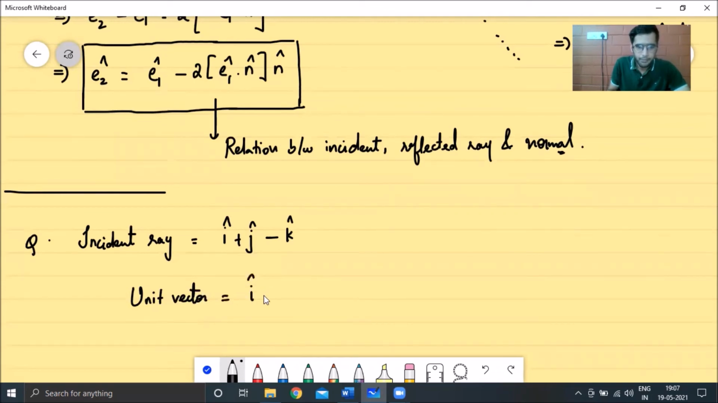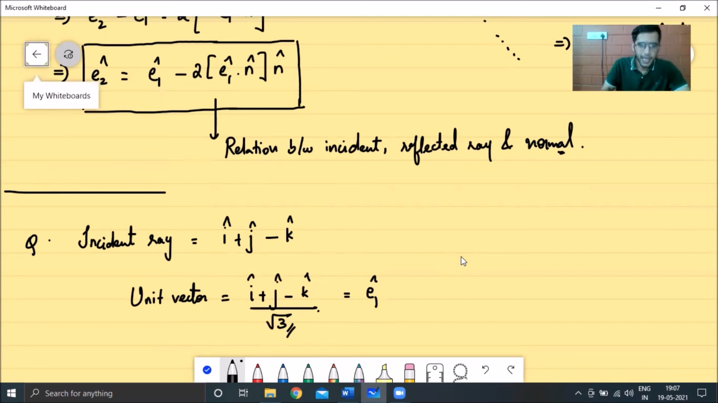So it will be equal to i cap plus j cap minus k cap, and the magnitude of this vector will be equal to root 3, root of 1 square plus 1 square plus 1 square. So this is nothing but the unit vector along the incident ray. In other words, this is our E1 cap in the formula, the unit vector along the incident ray, right?